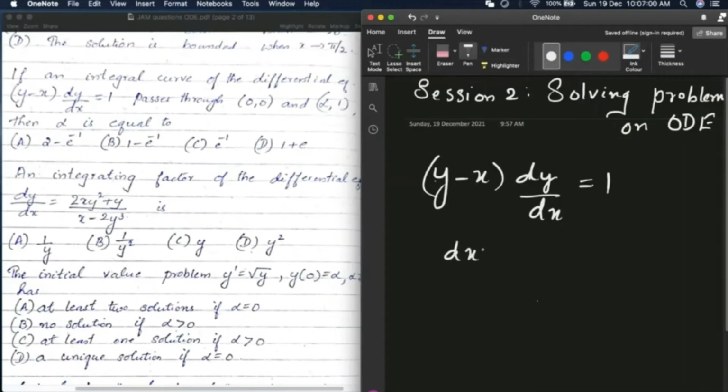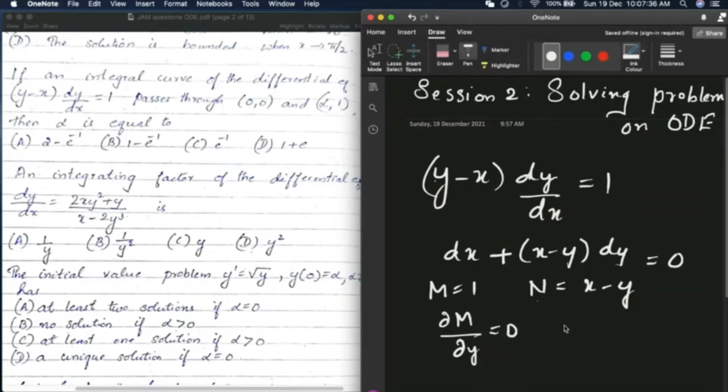So we have dx. I've written it in the form M dx plus N dy is equal to 0. So M is equal to 1, N is equal to x minus y. So this is not an exact differential equation, so you have to find an integrating factor to make it exact.